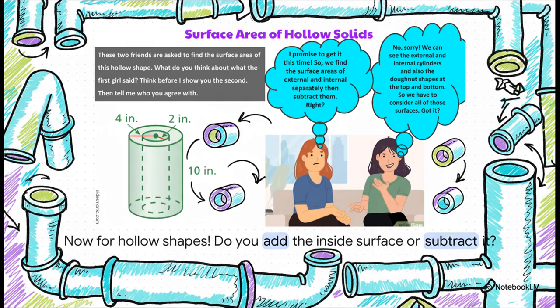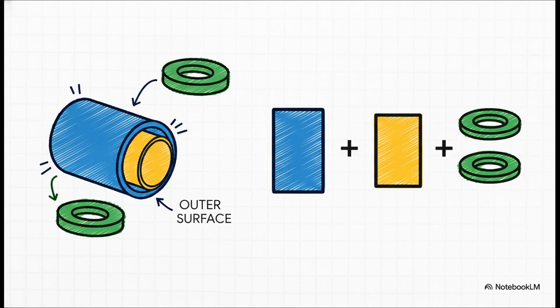This time, our first friend figures you calculate the area of the outside, then the area of the inside, and just subtract the inside from the outside. But her friend's shaking her head again, saying you have to think about all the surfaces. Who are you siding with this time? The second friend totally nails it again. See, when you make something hollow, you're not actually removing surface area, you're creating a whole new surface on the inside. So you've got to calculate the outside area, then add the brand new inside area, and of course, don't forget to add the area of those 2 little flat rings at the top and bottom.